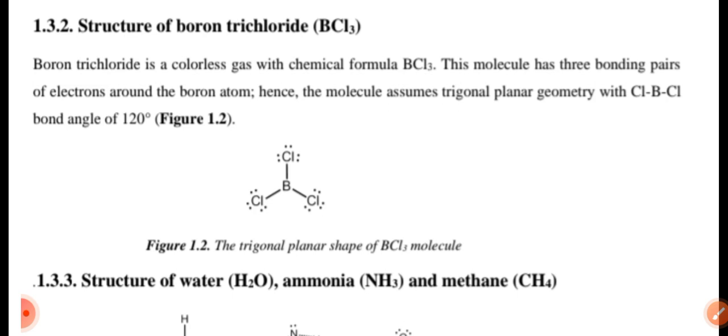The triangular planar shape of boron trichloride molecule.